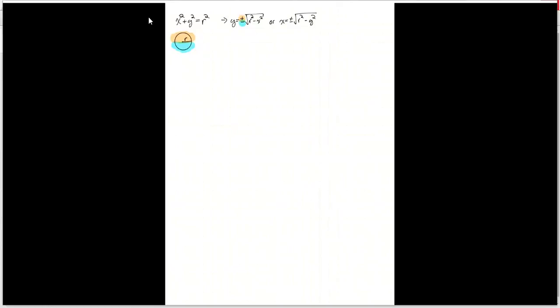So is there some way to describe it in a sense that's more fluent, more continuous? So what if we could possibly write that x is equal to some function, and then y is equal to some function?